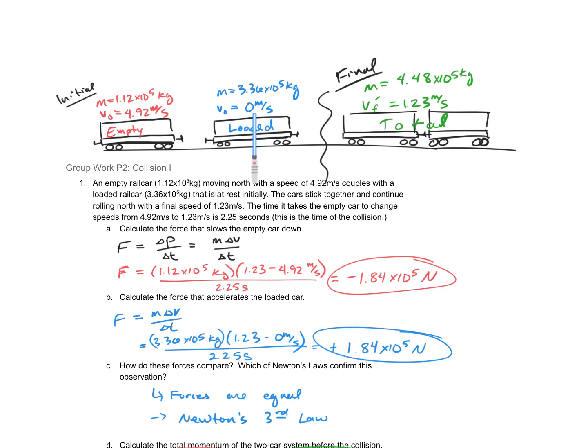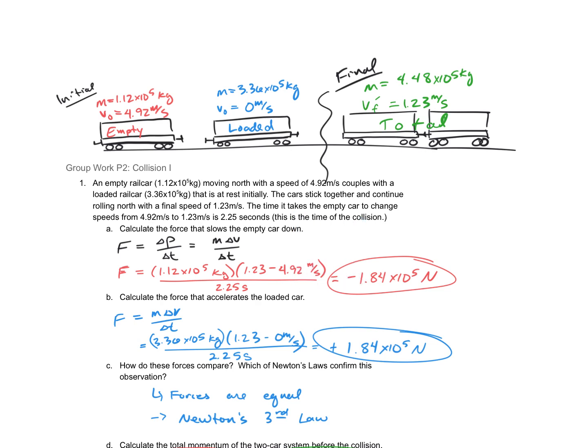Then you have a second railroad car that's all loaded up, and it has this mass, and it's at rest. That means the velocity at the beginning is 0 meters per second. When this car runs into this car, they stick together and produce a new coupled railroad mass, a combination of both masses. After the collision, the final velocity is 1.23 meters per second. The time it takes for the first railroad car to go from its initial to its final velocity is 2.25 seconds. This is the amount of time the collision takes.